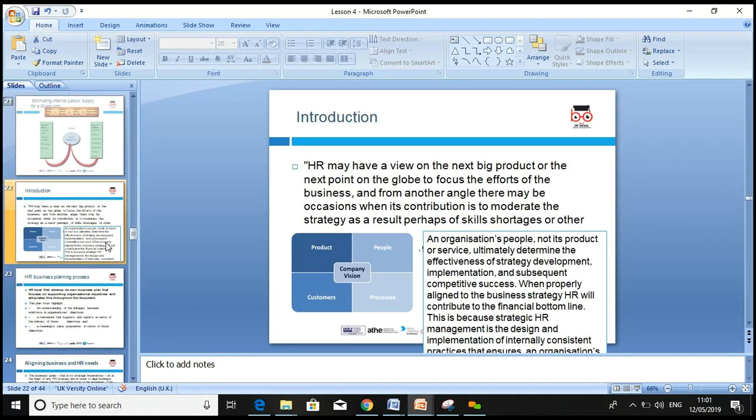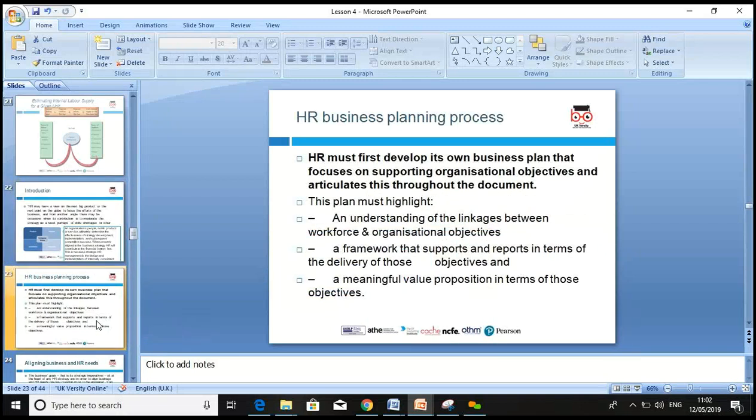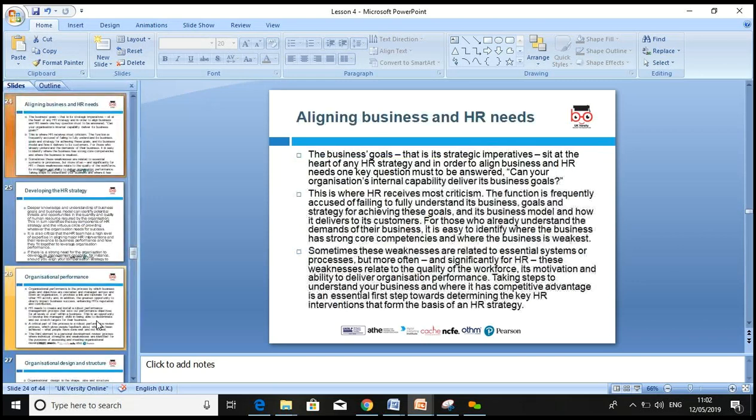So HR may have a view of the next big thing. When we do organization planning, we can do product, customer and processes, but people planning is more crucial in our organization because other things won't work without human beings. For HR business planning, HR must develop its own business plan and focus on supporting the organization. So our HR plan needs to be linked with the overall organization objective.